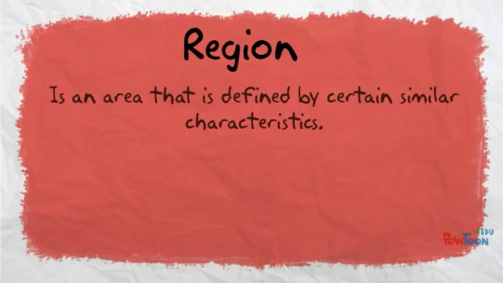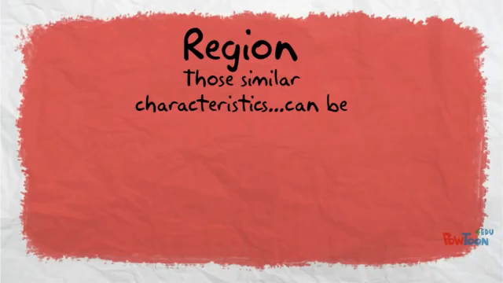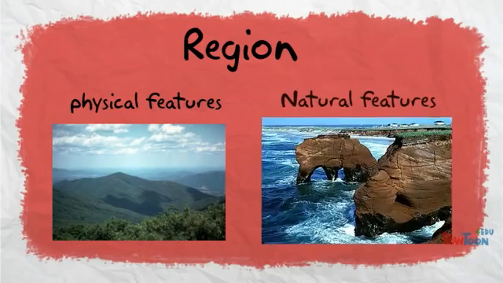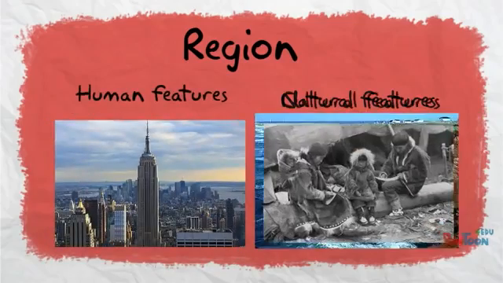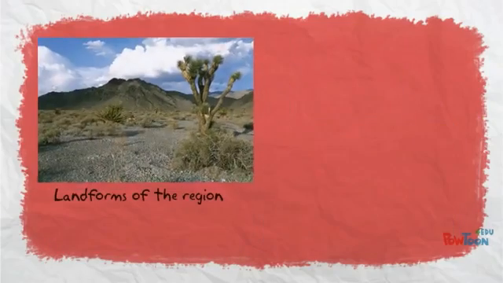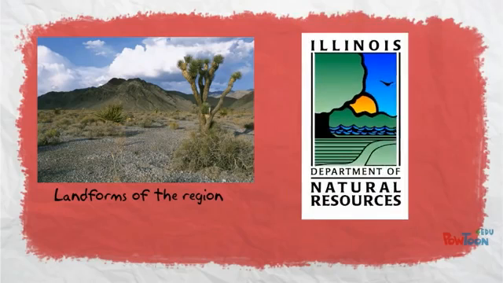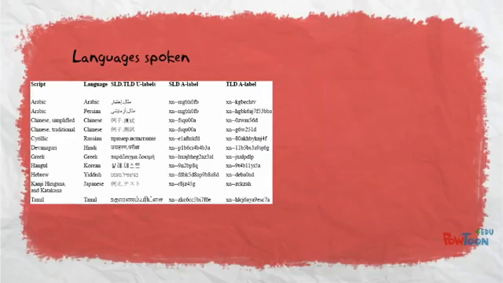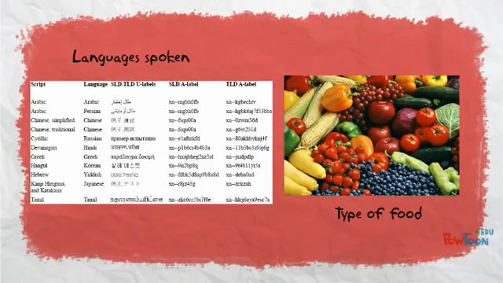Fourth on my list is region. A region is an area that is defined by certain similar characteristics. Those unifying or similar characteristics can be physical, natural, human, or cultural, such as the landform of the region, natural resources found in the region. A region can even be defined by the language or say the type of food eaten in the region.